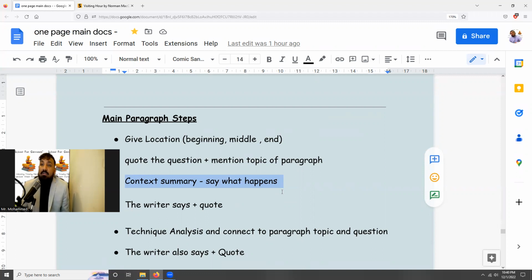And all I'm doing here, okay, is I'm just describing sort of what happens in this scene. I'm just describing what basically is going on at this moment. And I'm setting myself up for the quotes. Okay, that's all you're doing. You're just setting yourself up for the quotes, giving some context.